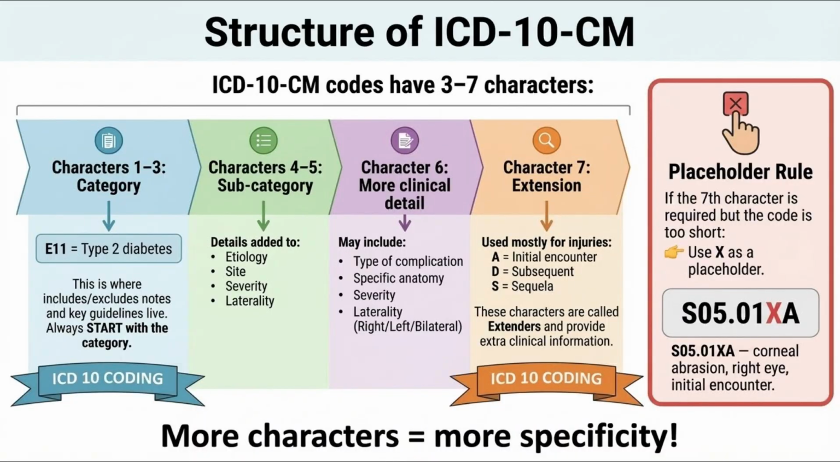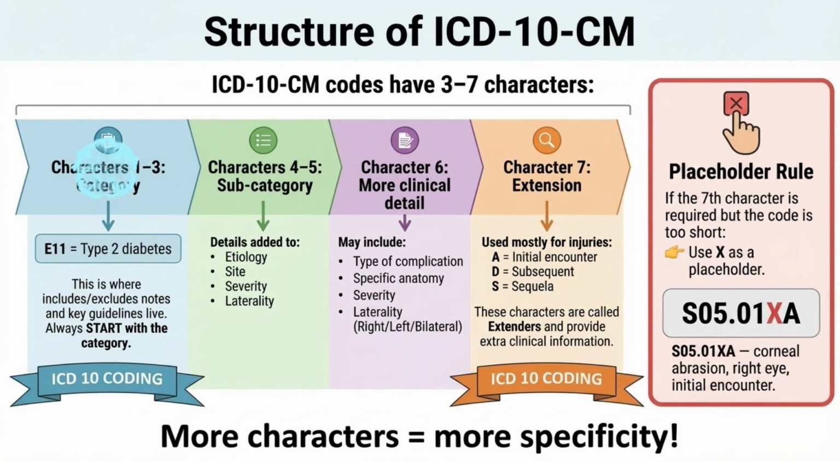Structure of ICD-10-CM. ICD-10-CM codes have 3 to 7 characters. Characters 1 to 3, category. Example, E11 equals type 2 diabetes. This is where includes, excludes, notes, and key guidelines live. Always start with the category. Characters 4 to 5, subcategory. Adds details like etiology, site, severity, laterality. Character 6, more clinical detail. May describe type of complication, specific anatomy, severity, laterality, right, left, bilateral.